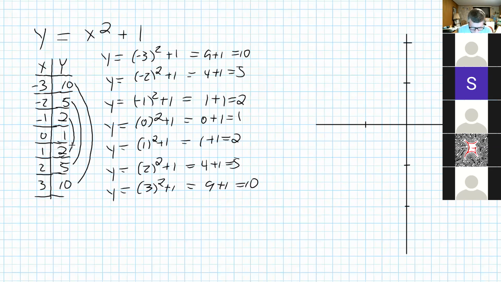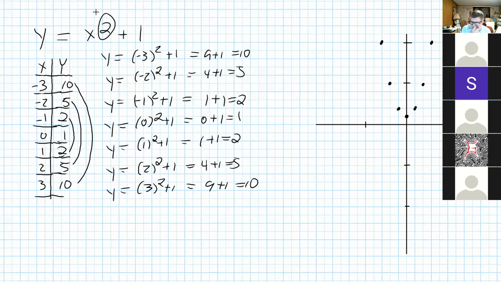Well, if I plot these points, -3, 10 is right there. Okay? -2, 5 is right there. -1, 2 is right there. 0, 1, 1, 2, 2, 5, and 3, 10. Well, one of two things has happened. Either I messed up really big time, or this is not a straight line. Well, fortunately for me, it's the second. It's not a straight line.